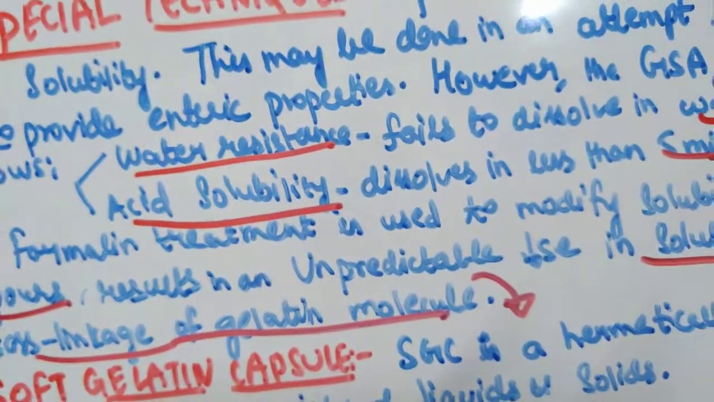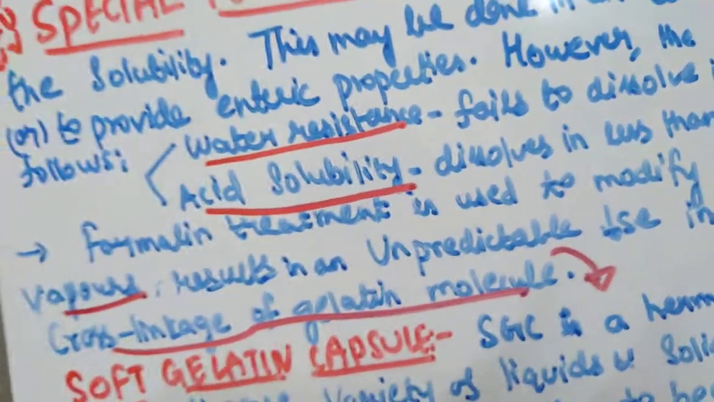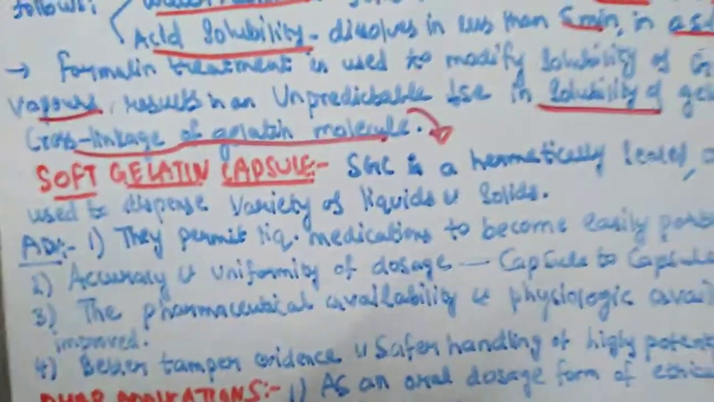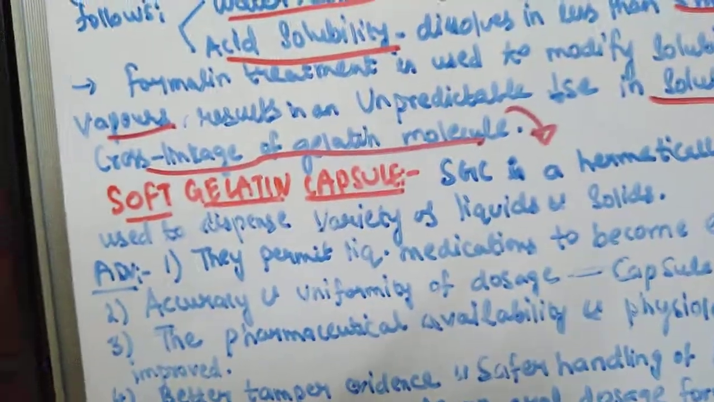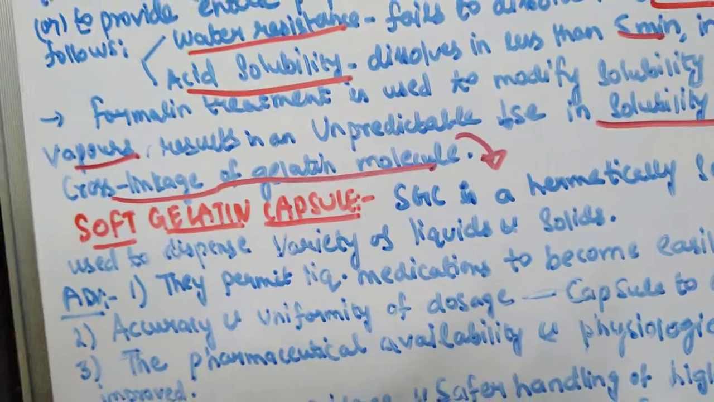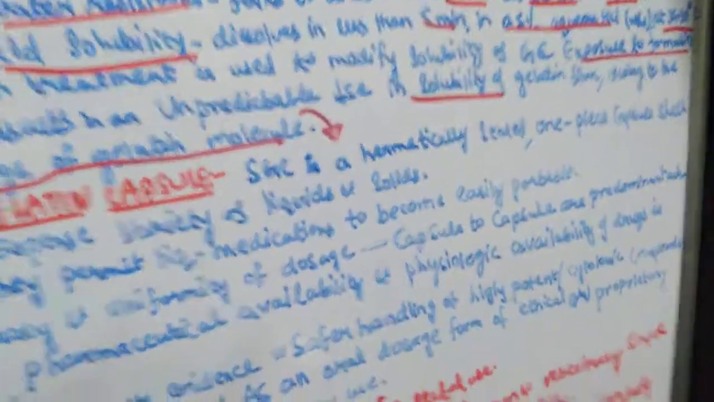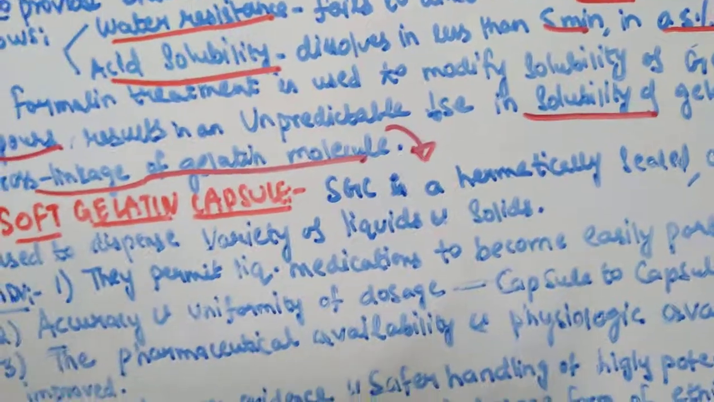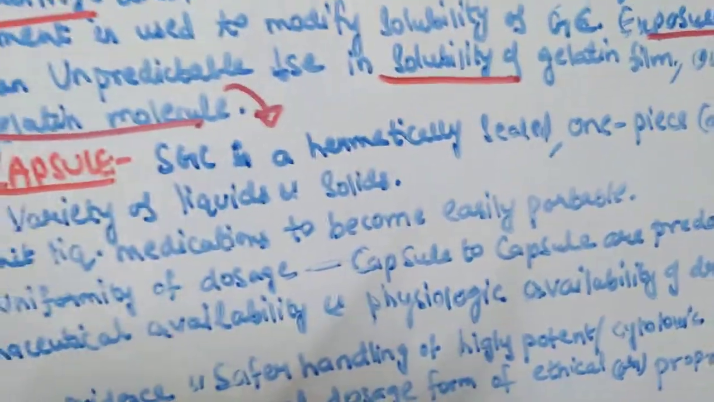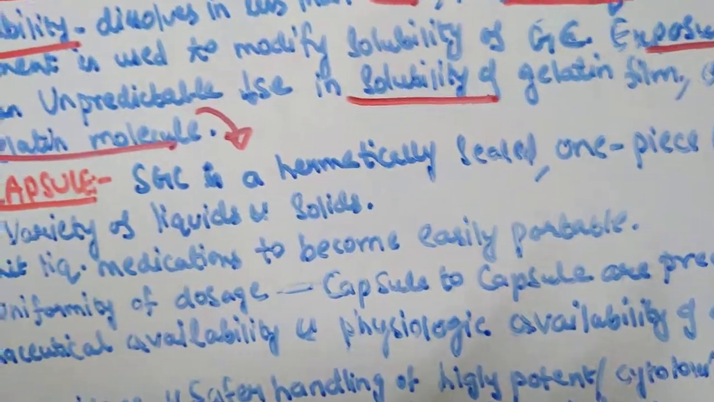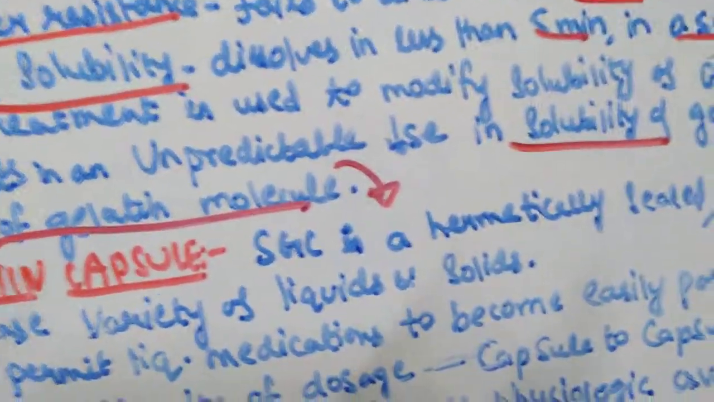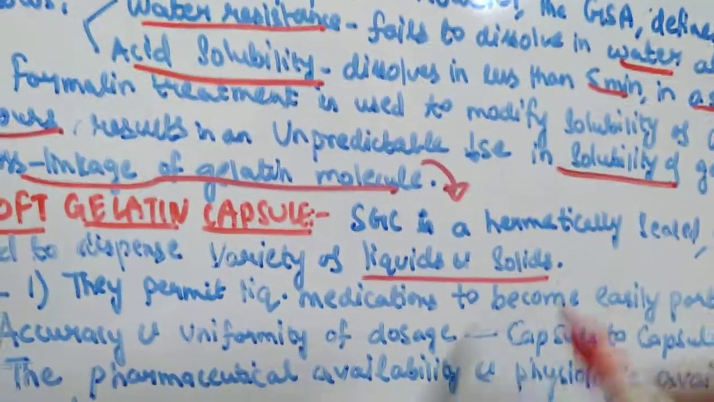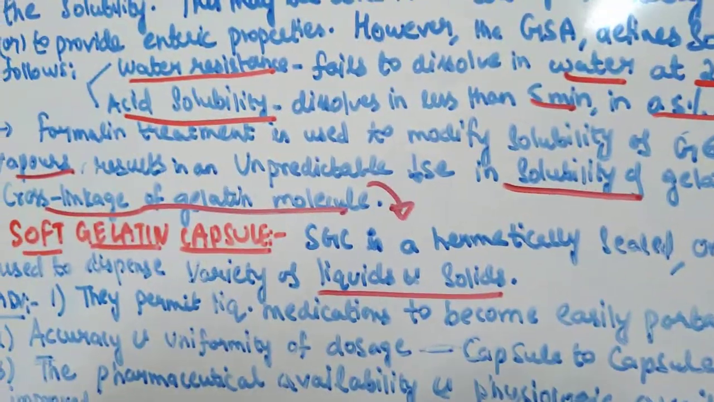With this we have finished hard gelatin capsules. Then we will start with soft gelatin capsules. We already know the difference from a hard gelatin capsule. A hard gelatin capsule contains a separate cap and body. In the body portion, you first fill the material, whether solid or liquid, and then you seal the cap. Whereas a soft gelatin capsule is a hermetically sealed one-piece capsule shell, used to dispense a variety of liquids as well as solids.